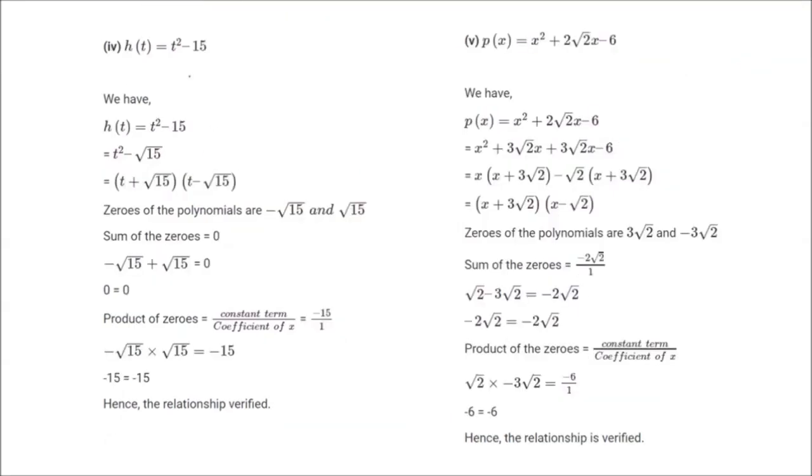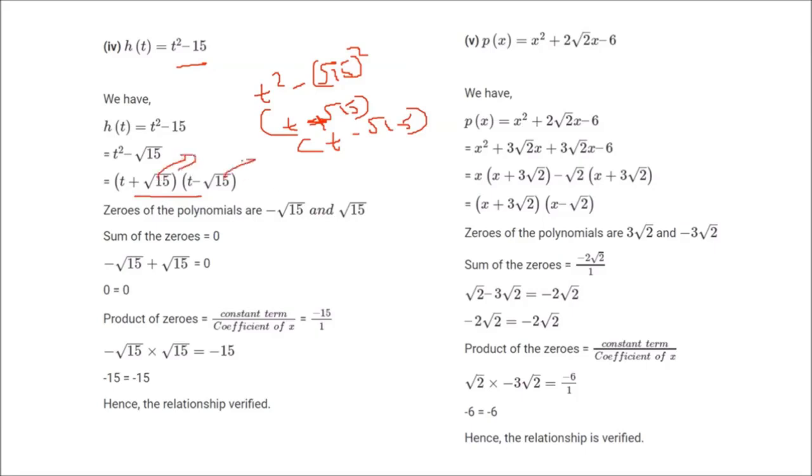So the next one is this one. We can take any of these. So t square minus 15. You can write 15 as root 15 whole square, so t square minus root 15 whole square. And you know a square minus b square is a minus b and a plus b. So these are the factors, and you can put this equal to 0, and this equal to 0. When you put this equal to 0, you get t equal to minus root 15. When you put this equal to 0, you get t equal to root 15. So these are the roots.